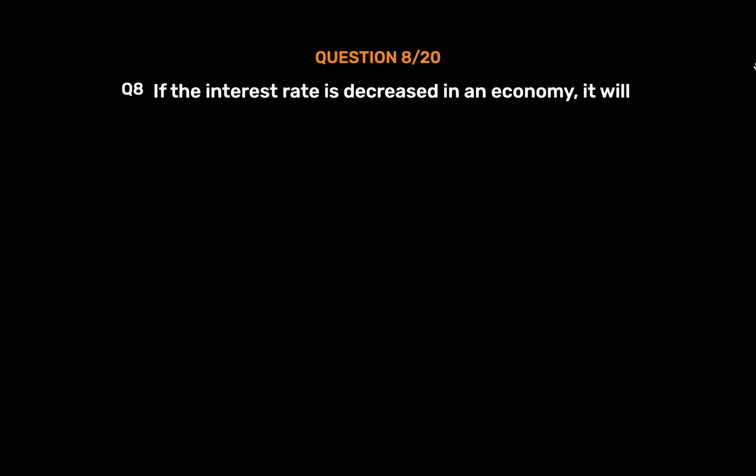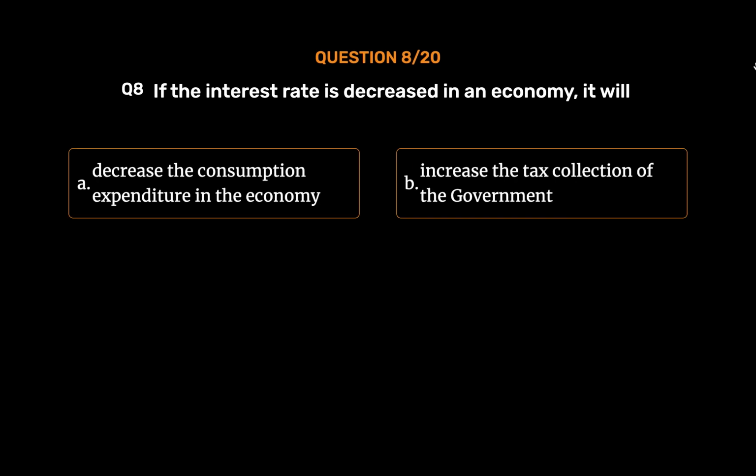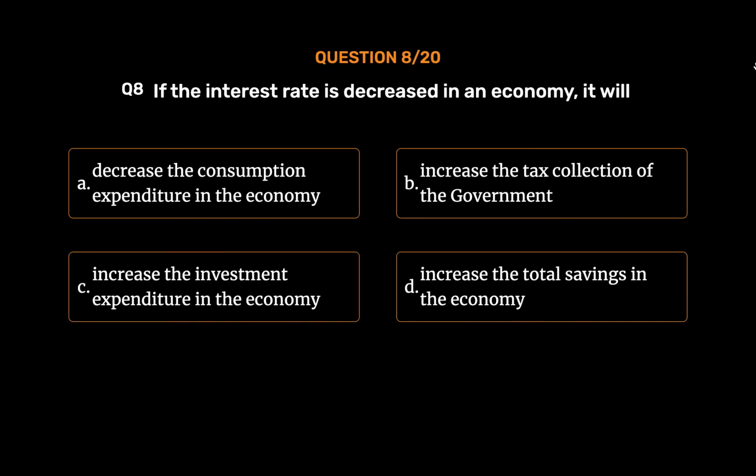Question number 8. If the interest rate is decreased in an economy, it will option A, decrease the consumption expenditure in the economy. Option B, increase the tax collection of the government. Option C, increase the investment expenditure in the economy. Option D, increase the total savings in the economy. The correct answer is option C. Increase the investment expenditure in the economy.